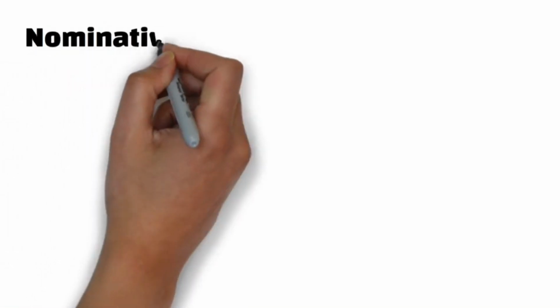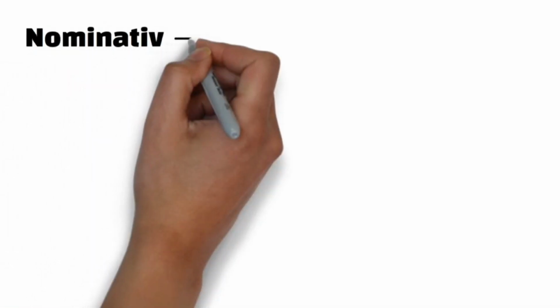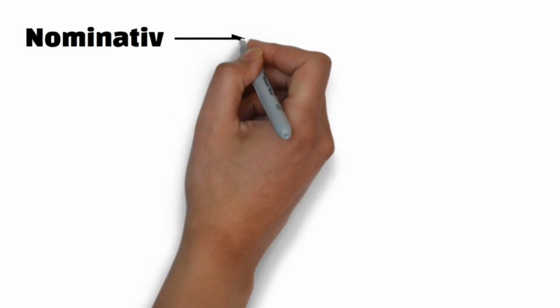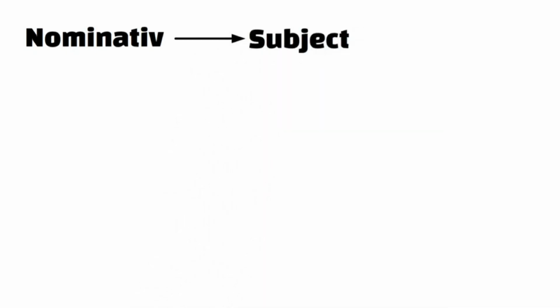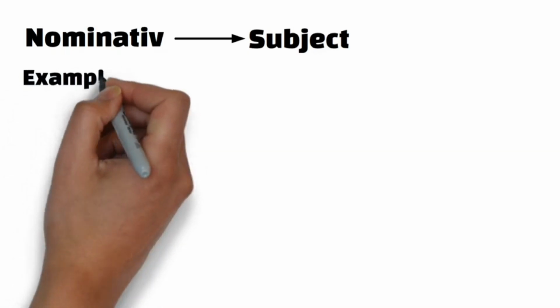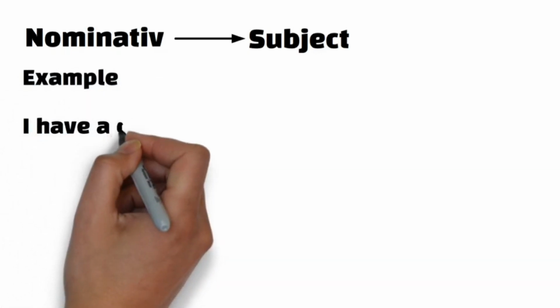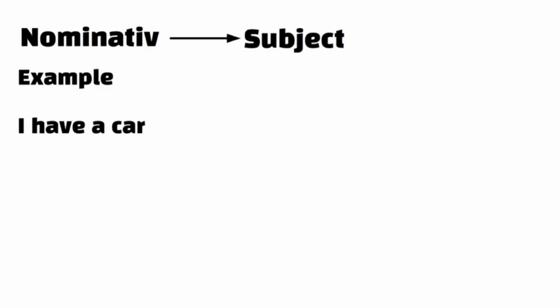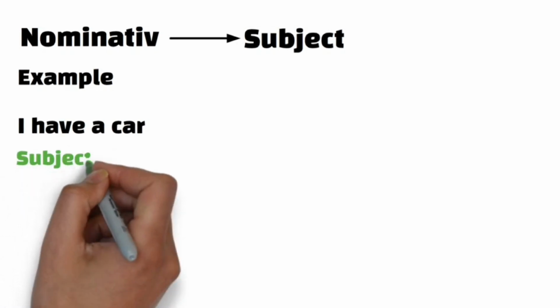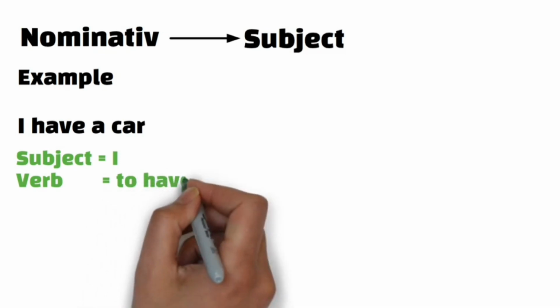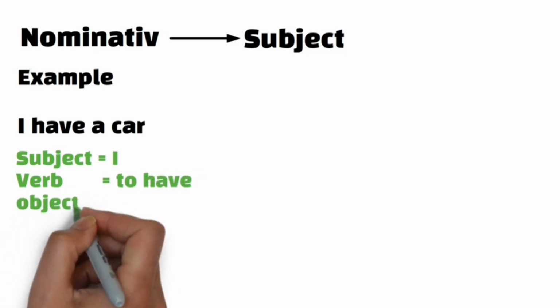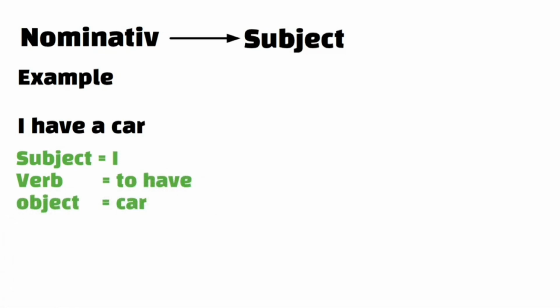So let's start with nominative first. So what is nominative? Nominative is simply the subject of the sentence. So let's try and understand it with an example. The sentence is I have a car. Here the subject is I, the verb is to have, and the object is a car.